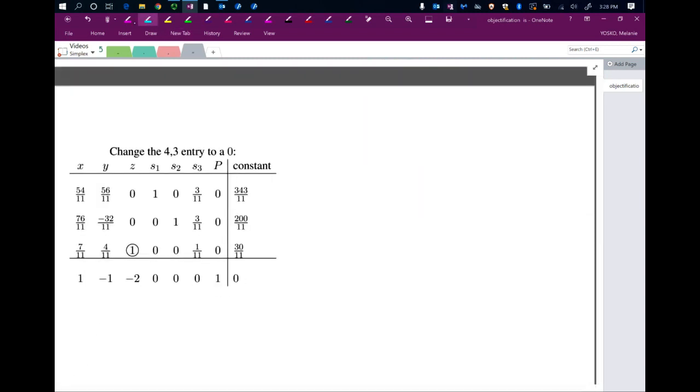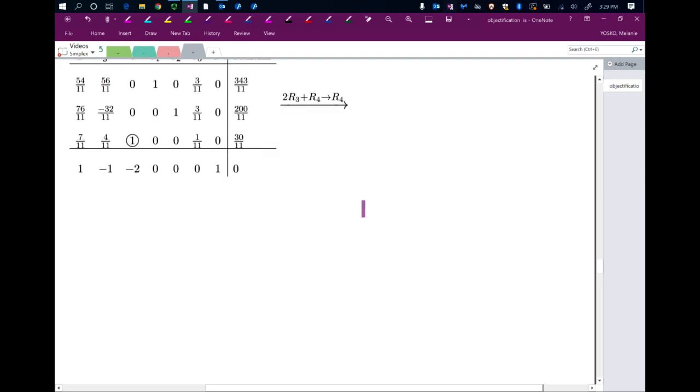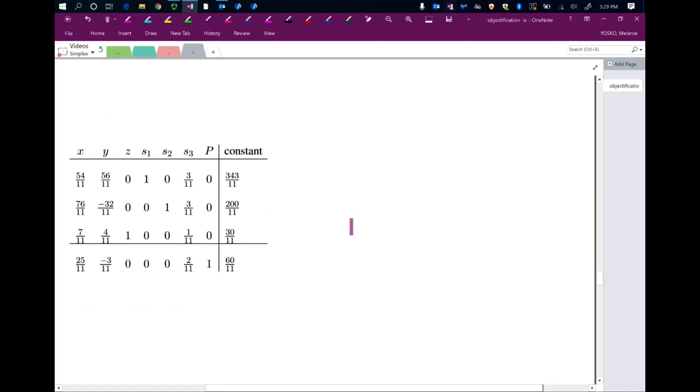Gotta keep going. So we still circle the pivot element. This needs to be a 0. So we're going to do the opposite of this, the additive inverse. So 2 times row 3 plus row 4 goes to row 4. Okay? And you can keep going. I'm just going to show you what the step would be. If you did this process, you would end up with this matrix here. And you see that this guy, the Z column, is now a unit column.